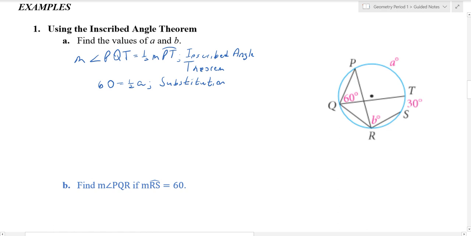To solve for A here, we have 60 equals 1/2 A. To get A by itself, we multiply both sides by 2. So the 1/2 goes away, and we multiply 60 by 2, we get 120. So we have 120 equals A, and that's 120 degrees, and that is by solving for A.